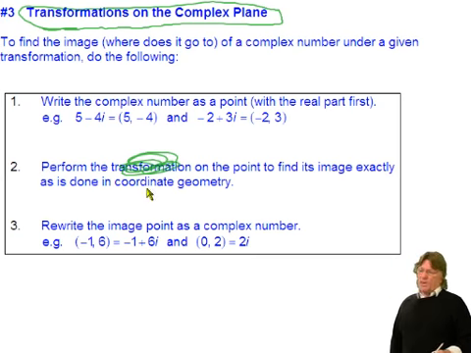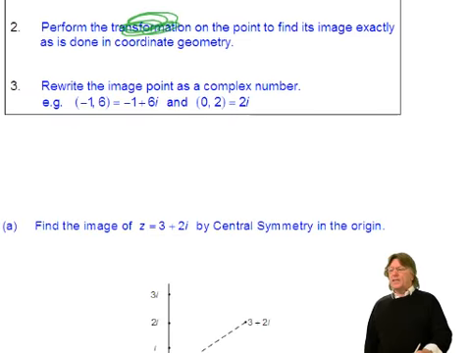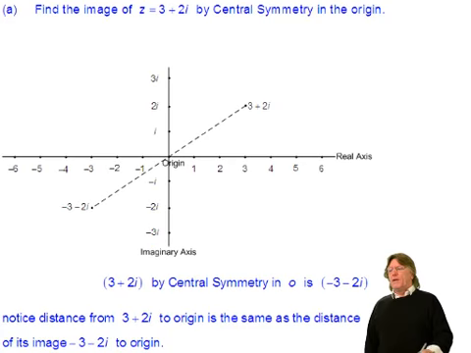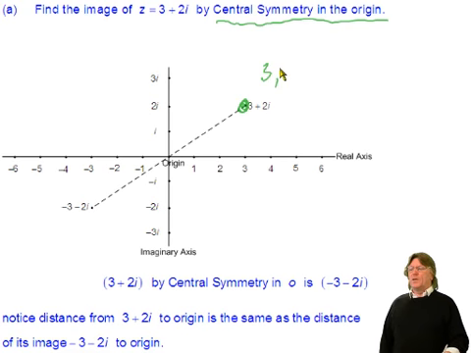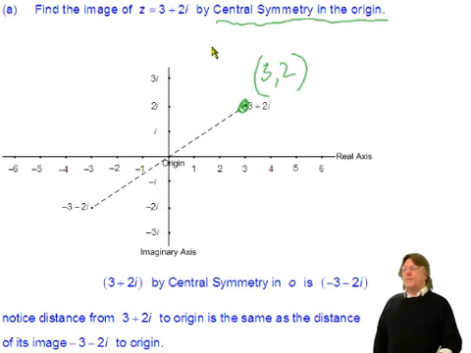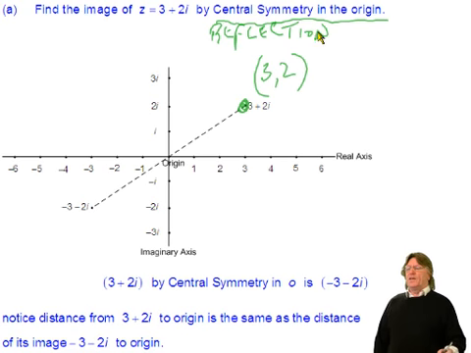Now this seems like quite a mouthful, but let me try and illustrate it with an example. Find the image of 3 plus 2i by central symmetry in the origin. Now there's 3 plus 2i there, or you might say 3 comma 2. And when you see central symmetry, I prefer the word reflection. R-E-F-L-E-C-T-I-O-N. Reflection.